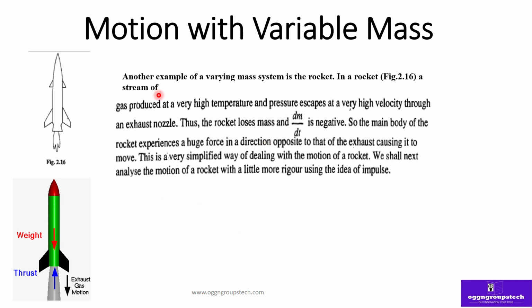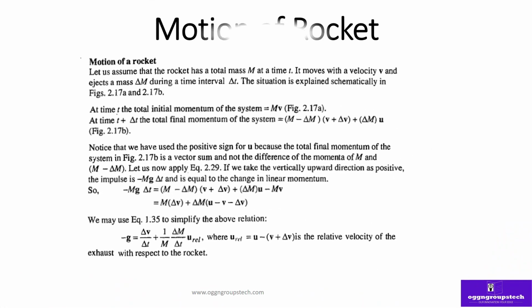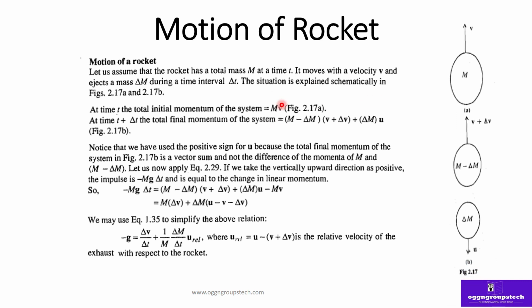So we have two examples, one with the help of the conveyor belt and the other with the help of the rocket. So we have learned the motion with variable mass. Now let's see the motion of the rocket. Same thing, the diagrams which I have used before. Those diagrams only we will be taking, actually those concepts only, but I have separated this into some different blocks so that it will be easy to understand what exactly is going on.